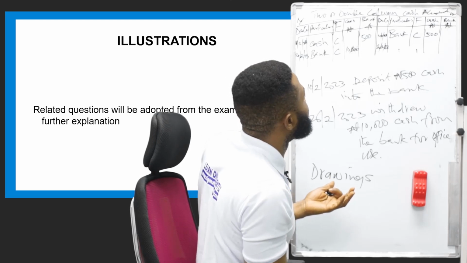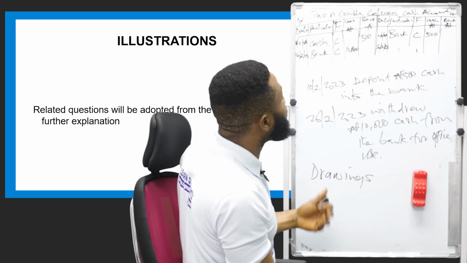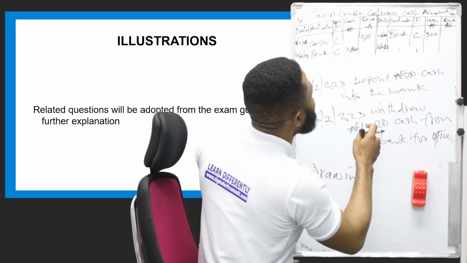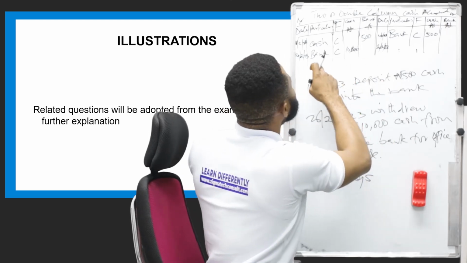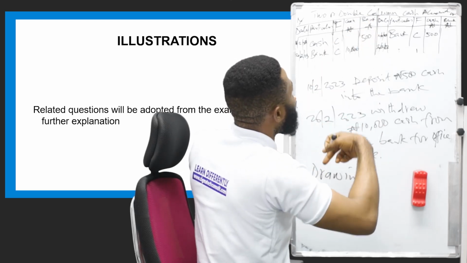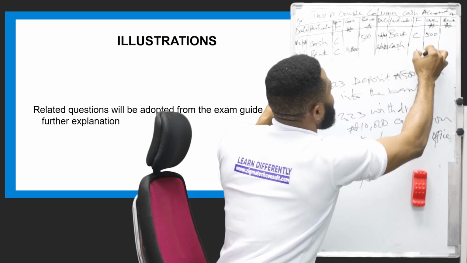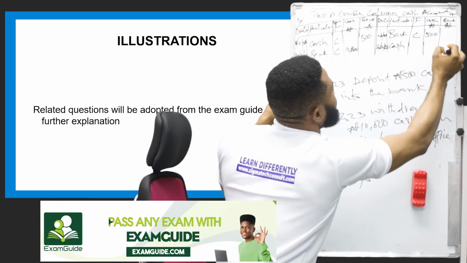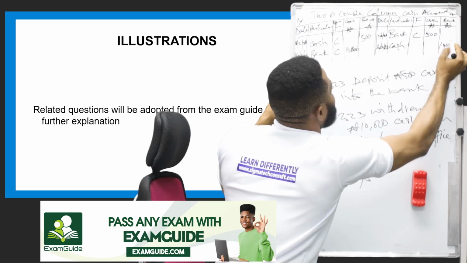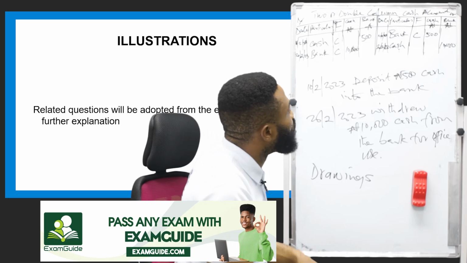Bank. From the bank. Who gave us that money? Bank. So you write, this is bank. We received this money from the bank. And now who gave us that money? Cash. So here you write cash, and then you write the 10,000 under bank. So that is how it should be posted.